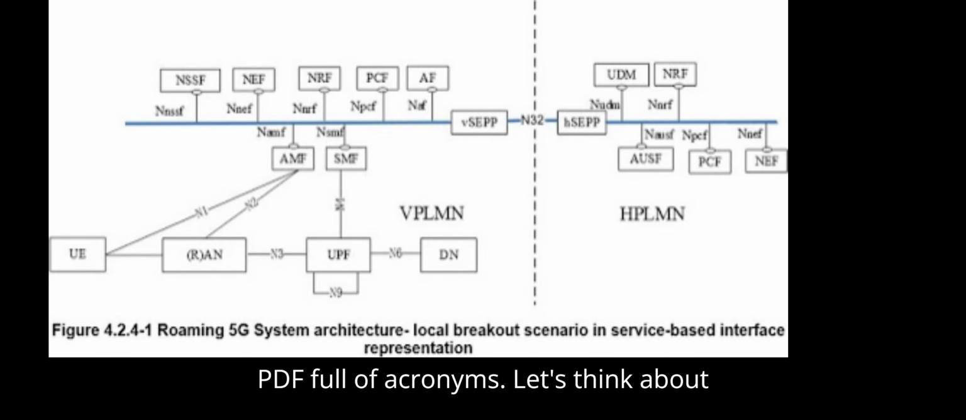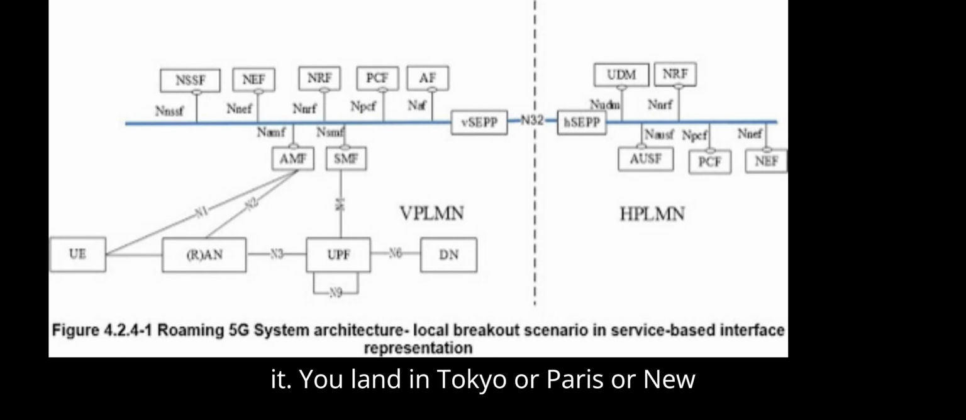That is a very big claim for a PDF full of acronyms. Well, think about it. You land in Tokyo or Paris or New York. You turn off airplane mode. And within seconds, your phone just works. You can watch a 4K YouTube video, check your email, map your route to the hotel. This diagram explains exactly how that miracle happens. It's the roaming 5G system architecture, and specifically it's about a concept called local breakout.